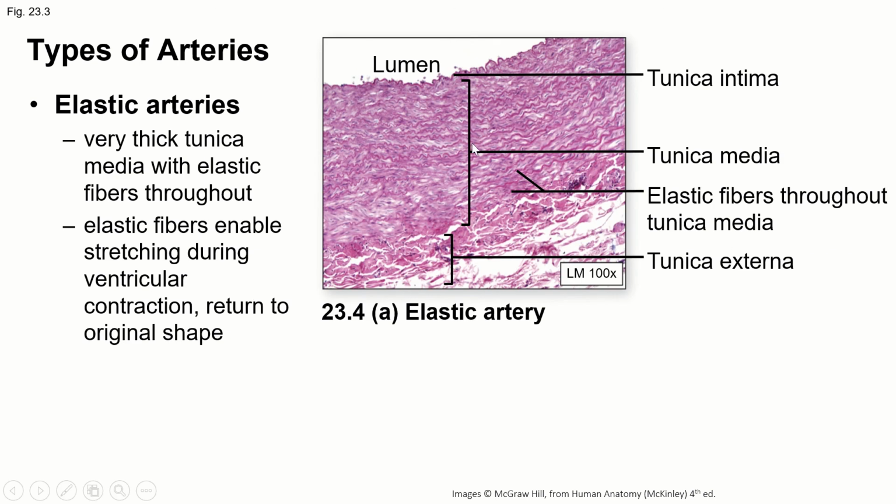So the elastic arteries, we have this really thick tunica media, and you can see that it doesn't so much look like smooth muscle as it looks like elastic fibers. It looks like elastic tissue. So it is smooth muscle with lots of elastic fibers in it. That's what we're looking at there. And that again enables them to stretch during ventricular contraction. So as they get a pulse of blood from the heart, they're able to stretch and then return back to their original shape.